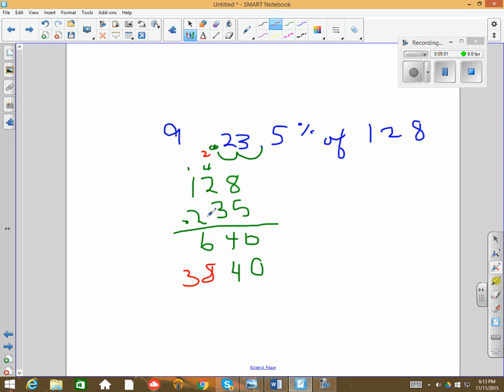Now we go to the last area. We're going to move it over, put it underneath the hundreds place. 2 times 8 is 16. Write your 6 and carry your 1. 2 times 2 is 4 plus 1 is 5. And then 2 times 1 is 2 here.